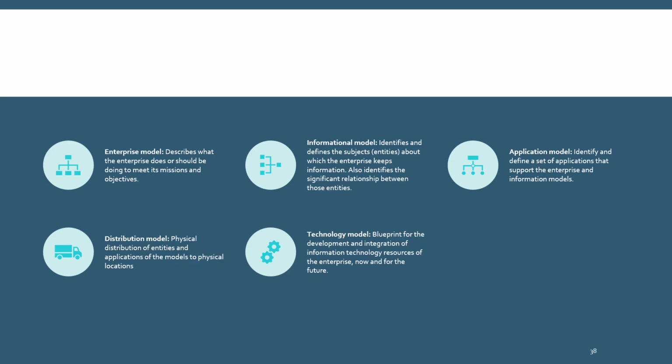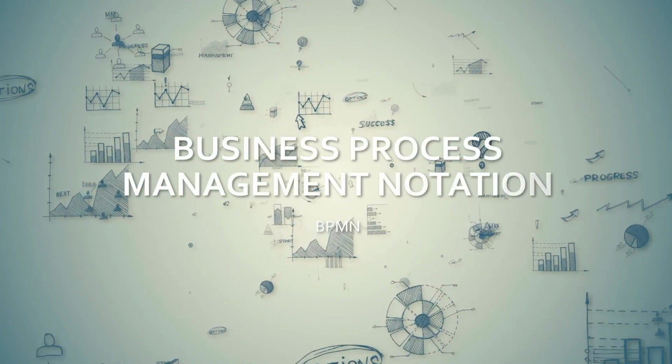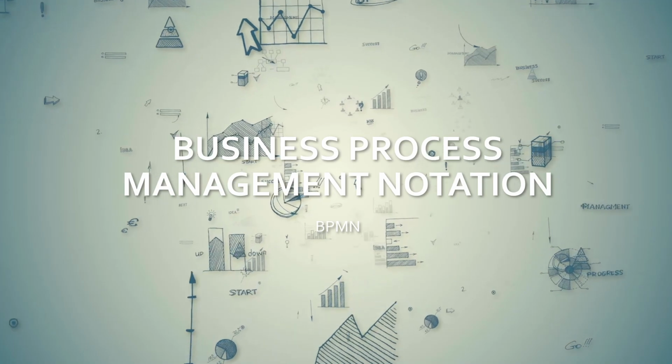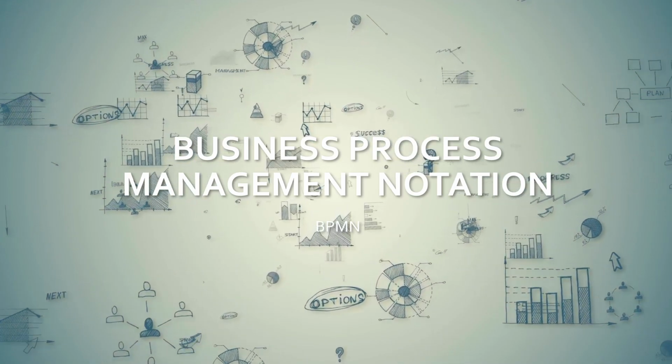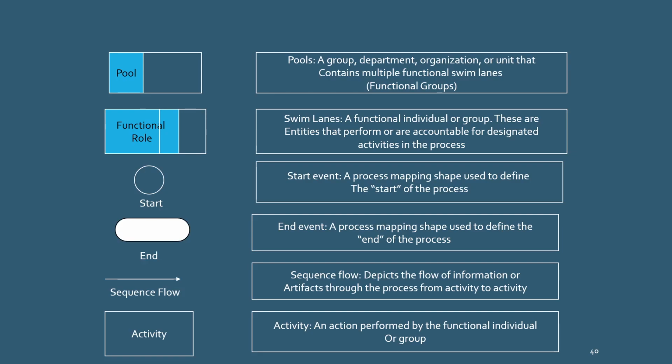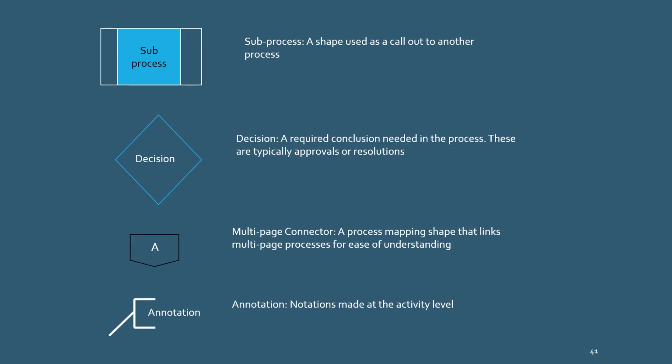There are other approaches as well that we have, for example, the Business Process Model and Notation, the BPMN. This is another framework, a graphical framework to represent business processes. And you may be familiar with that, where you have the pool, you have the functional roles, then you have a notation with a process start, a process end, the sequence flow, what is an activity, what is a sub-process, how a decision is represented, how you connect to other parts of the flow, and you can have annotations.